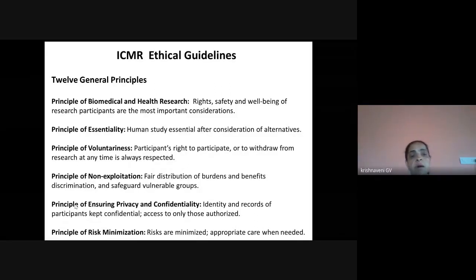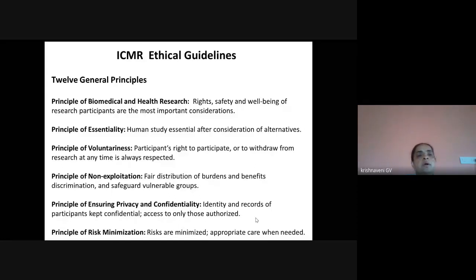And as I said, they shouldn't be exploited because they are in a vulnerable position. In some cases, the groups themselves will be vulnerable. I'll talk about it later. And it's very easy to coerce them or convince them to take part in the research. That shouldn't happen. You should ensure the privacy and confidentiality of all the personal information that you collect of the participants. And you should take care that there is minimal risk involved in the research. If the participant takes part in the study, you should make sure that they're not hurt unduly. They should have as little discomfort as possible.